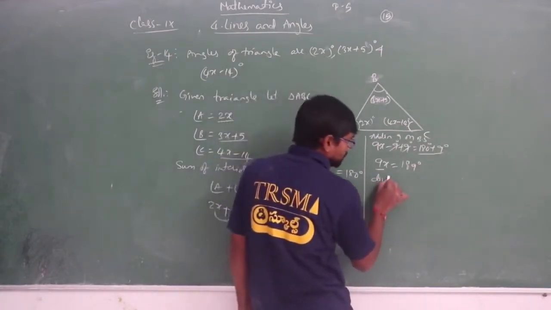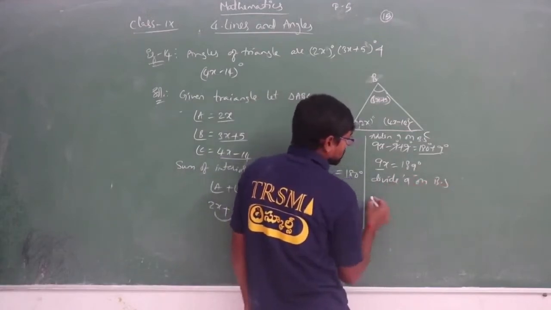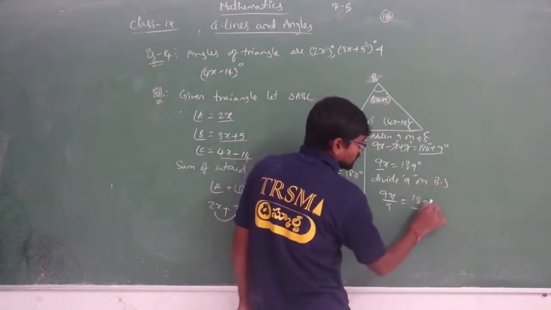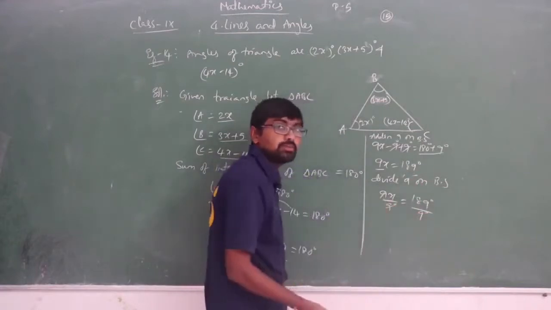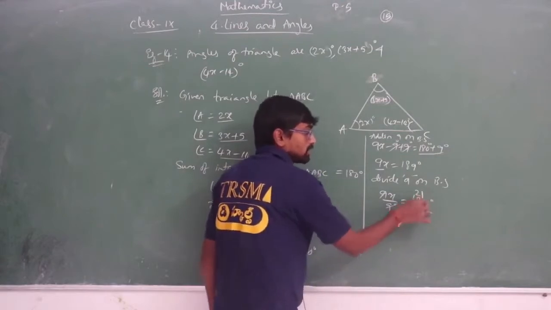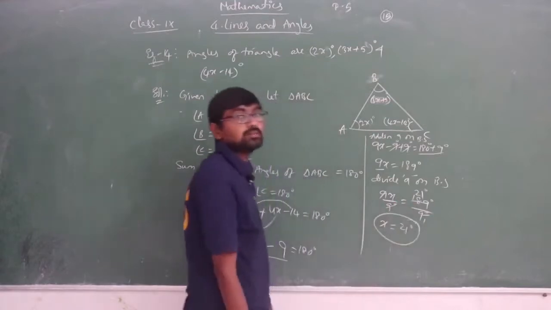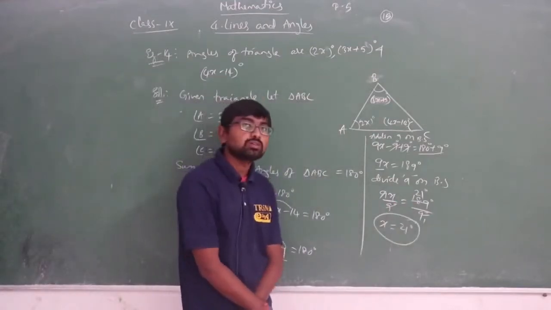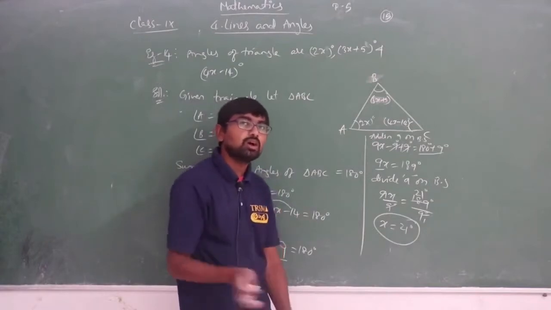So divide 9 on both sides. 9x divided by 9 is equal to 189 degrees divided by 9. 9 by 9 will become 1. 9 ones are 9, 9 twos are 18, 9 ones are 9, isn't it? So the x value we have got is 21 degrees. We got the value of x as 21 degrees, and also he asked to measure all the angles.